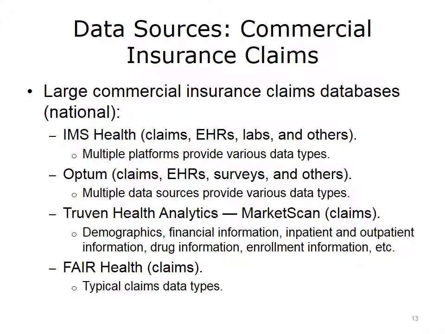A number of commercial insurance claims data warehouses are also available for population health analysis. These large claim databases often have a national scope. Some of these large commercial databases include non-claims data sources as well. A sample list of data sources often used by population health analysts include IMS Health, which contains a mix of claims, EHRs, labs, and other data sources. Optum, which contains claims, EHRs, surveys, and other data sources. Truven Health Analytics Market Scan, which mainly contains claims, and Fair Health, which also contains claims.